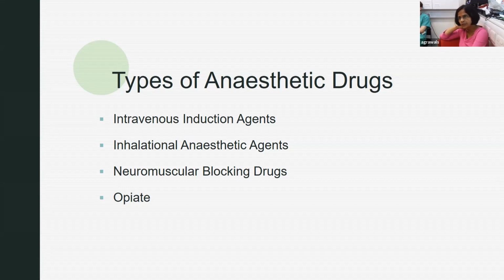And then, of course, the neuromuscular blocking drugs. And then what we're going to use after the patient is intubated for maintenance.